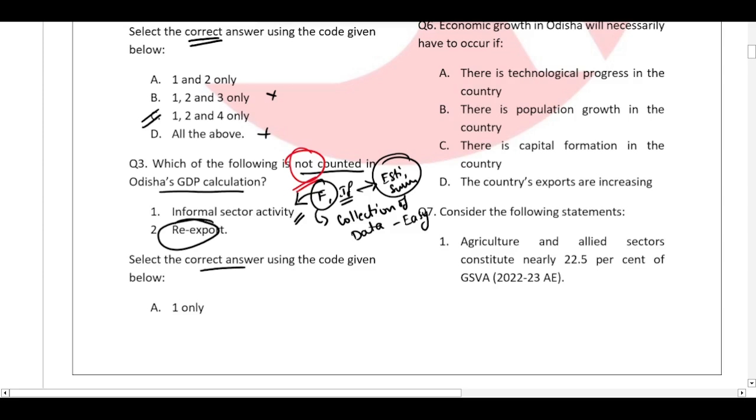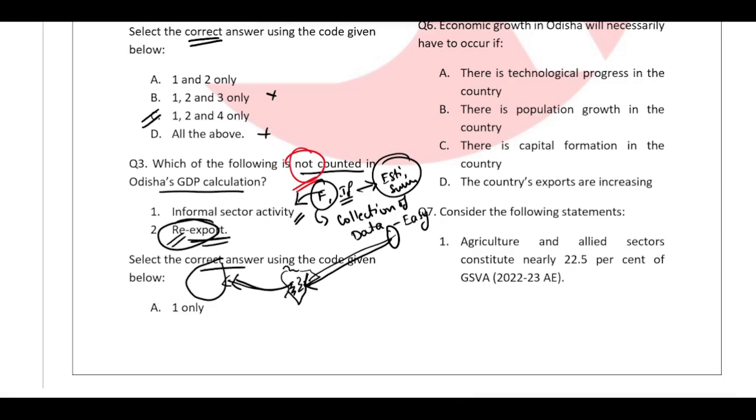Re-exports. What is re-export? If this is India, say we are trying to import something from Japan. We do little or no value addition to it and export it to a country like Saudi Arabia. So we are importing a good, working on it a little, and then exporting it. That is why it is called re-export. So will that be calculated under GDP calculation?